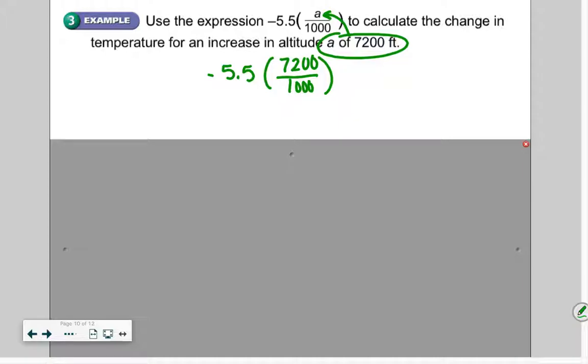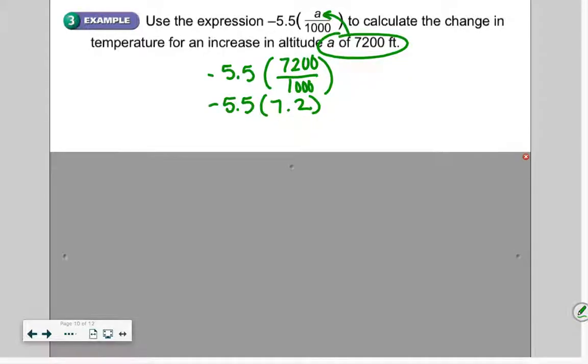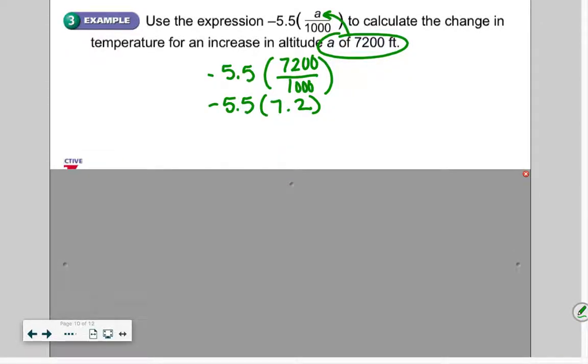So in the order of operations, what's the first thing we're going to do here? Divide 7,200 divided by 1,000. Should be what? I still didn't hear you. 7.2. Negative 5 and 5/10 times 7 and 2/10. Negative times positive is a negative. 5 and 5/10 times 7 and 2/10. 39 and 6.